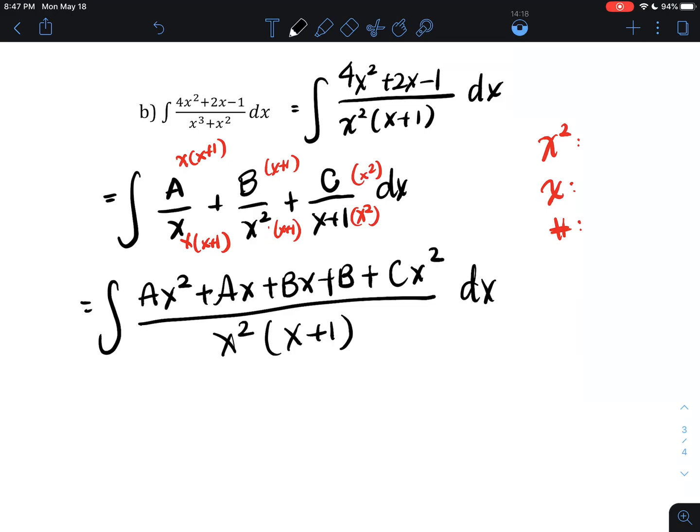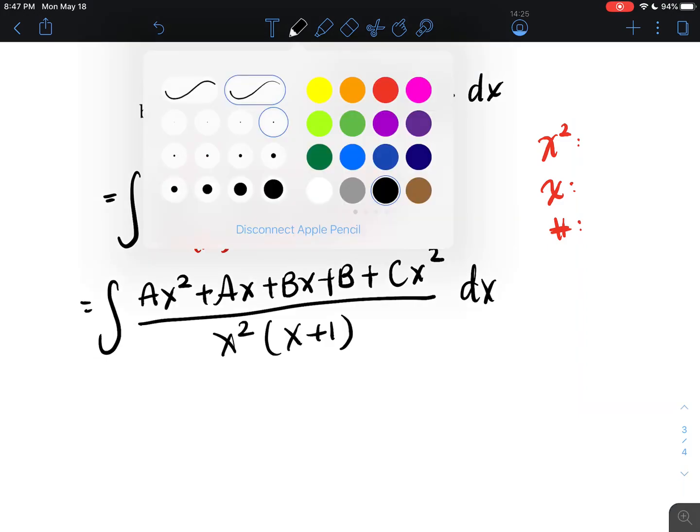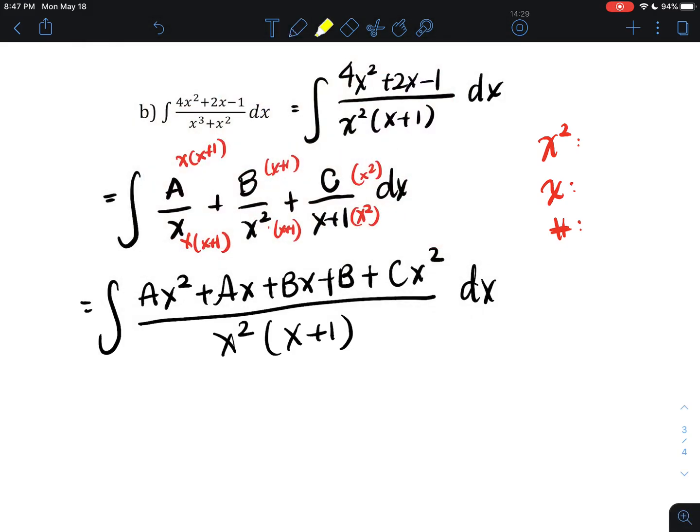Okay, so which values do I have that equal x squared? So let me do the red. This one has x squared and this one has x squared. So I'm actually going to write it without the x squared. I just have a plus c. And then which value up here has x squared in the numerator? Without the x squared, I just have a 4.